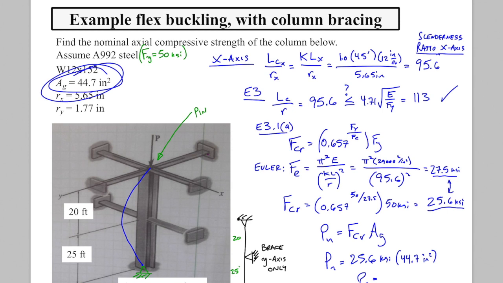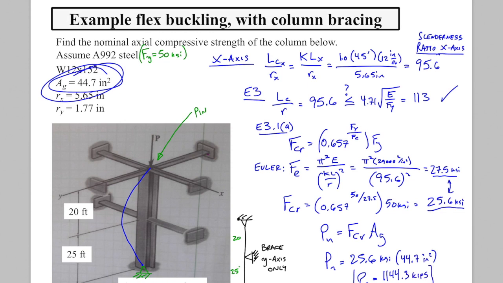Let me look at my paper. Nominal is, where did I write it? Sorry, looking for it on my page here. And there's my phone. 25.6 times 44.7. Boy, you probably could have done that a lot faster than I did. It's 1144.3 kip.